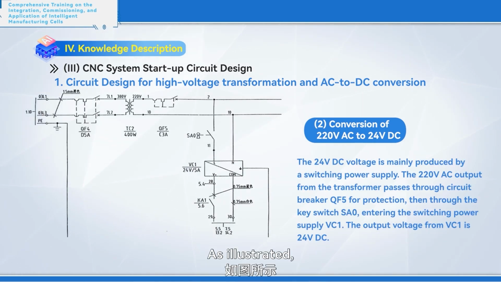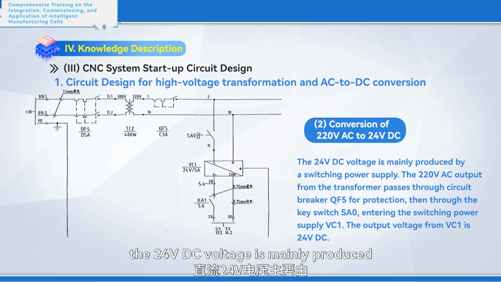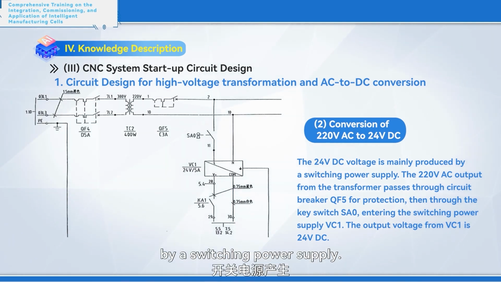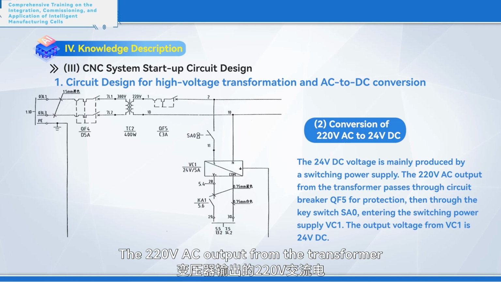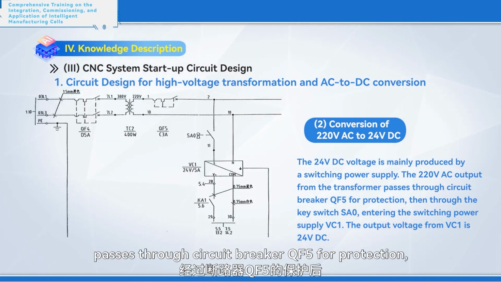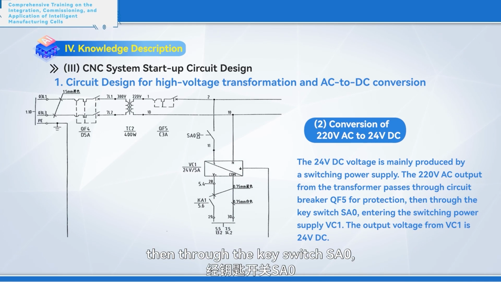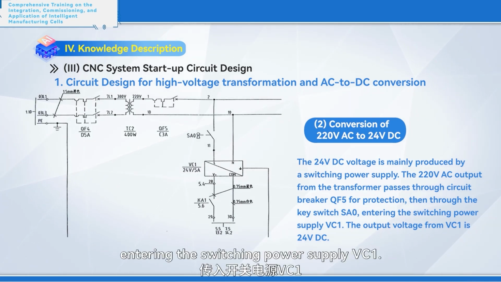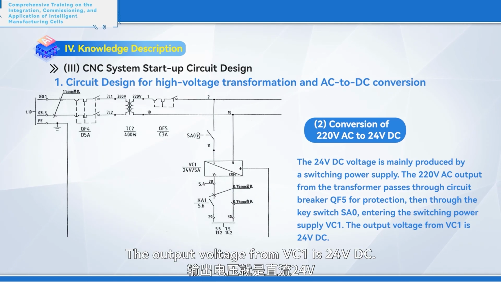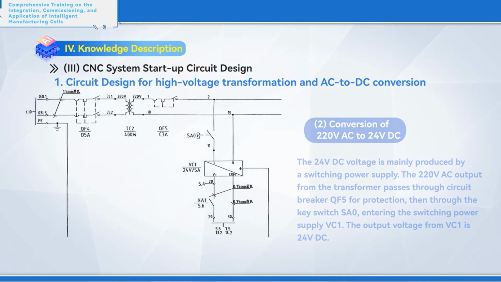As illustrated, the 24-volt DC voltage is mainly produced by a switching power supply. The 220-volt AC output from the transformer passes through circuit breaker QF5 for protection, then through the key switch SA0, entering the switching power supply VC1. The output voltage from VC1 is 24-volt DC.